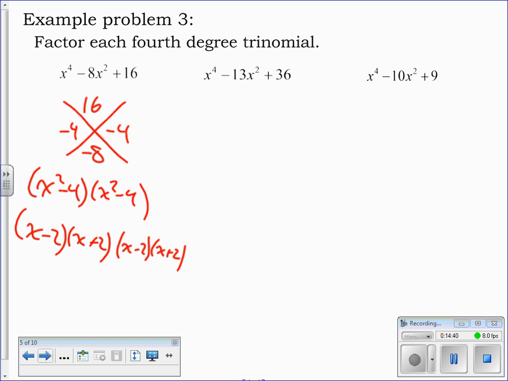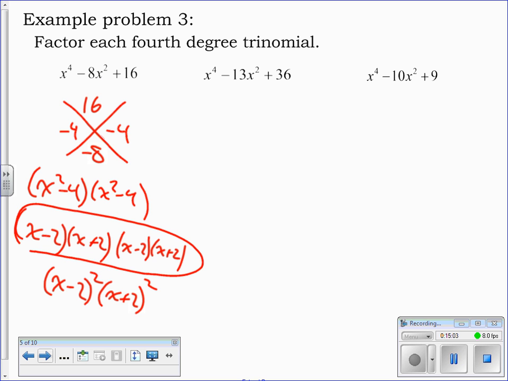However, if you want to be cute and neat, you can say that's x minus 2 squared times x plus 2 squared. Because that's really what I have, right? So I have an x minus 2 and an x minus 2. Got 2 of them, so they're squared. Just rearrange things. You don't have to write them that way. If you want to leave them like this, this is perfectly acceptable for me.